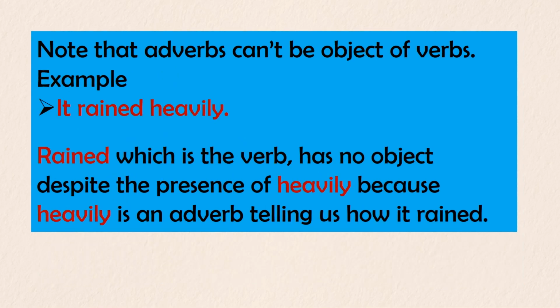Note that adverbs can't be objects of verbs. Example: it rained heavily. Rained, which is the verb, has no object despite the presence of heavily, because heavily is an adverb telling us how it rained.